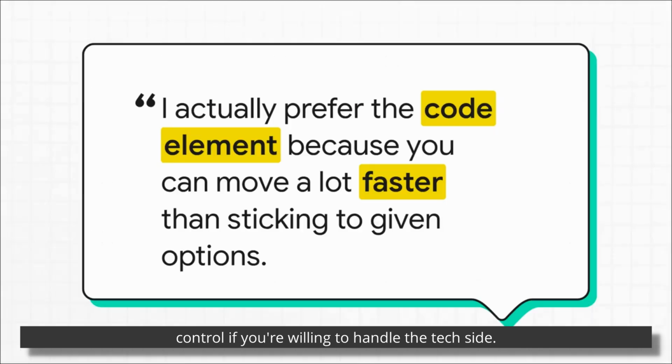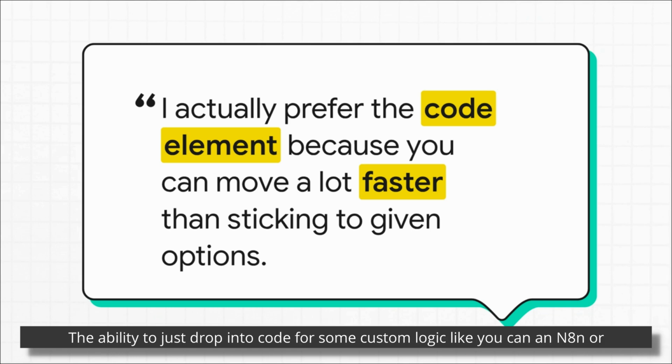And this quote from a developer on Reddit just nails why platforms that embrace code are so powerful. Pure no-code can start to feel really restrictive. The ability to just drop into code for some custom logic, like you can in n8n or Pipedream, gives you an escape hatch. It's the ultimate flexibility to build exactly what you need.